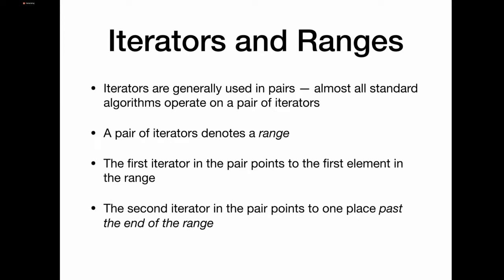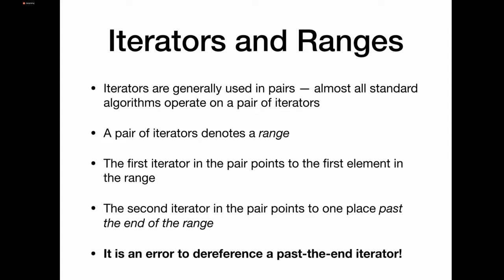So as I said, the first iterator points to the first element in the range. I lied to you, the second iterator points to one place past the end of the range, which is really important. Right, so it's what's called a half-open range in mathematics. So it includes the first element, but it does not include the last one. If you remember nothing else today, remember that.